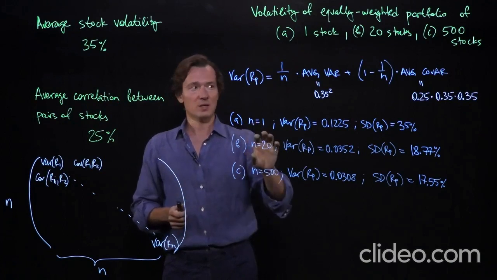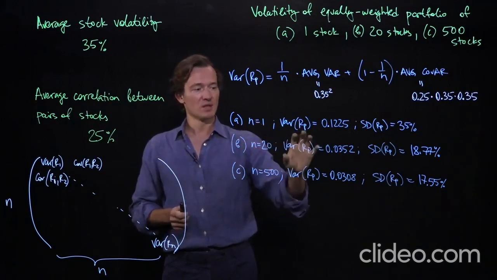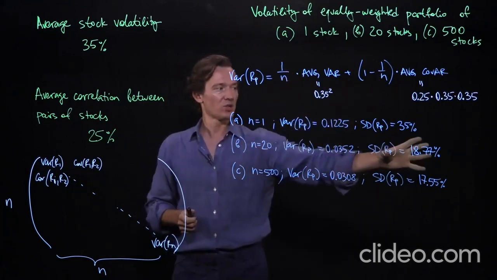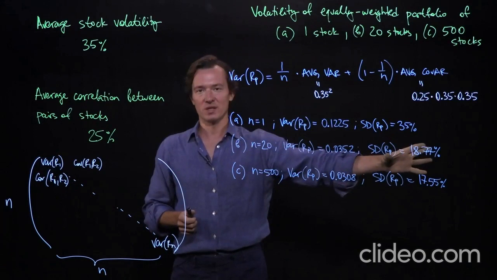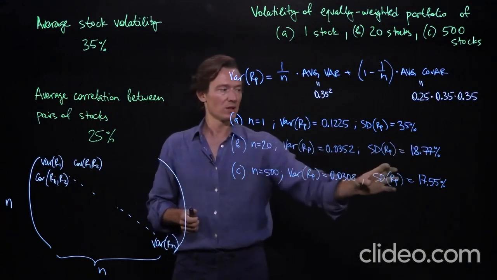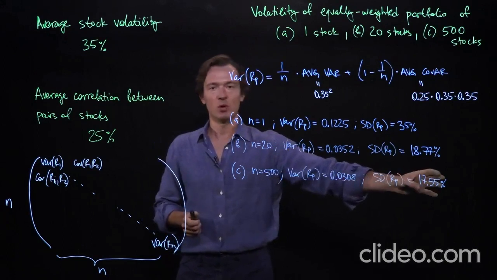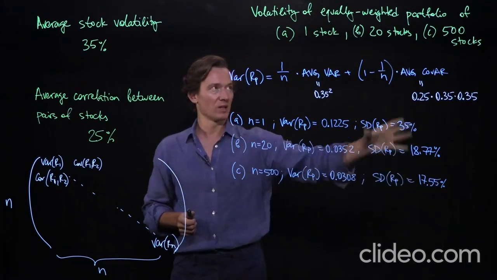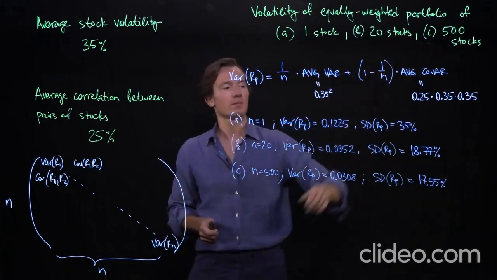When we have 20 stocks, this is the variance that we can compute by plugging 20 in here, and the standard deviation of this portfolio would be 18.77%. When we have 500 stocks, the standard deviation of this portfolio would be 17.55%. So these are the volatilities of these 3 portfolios.